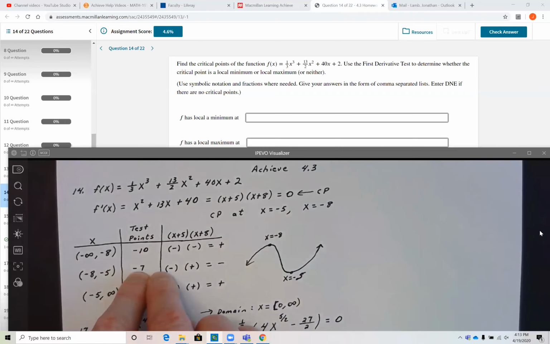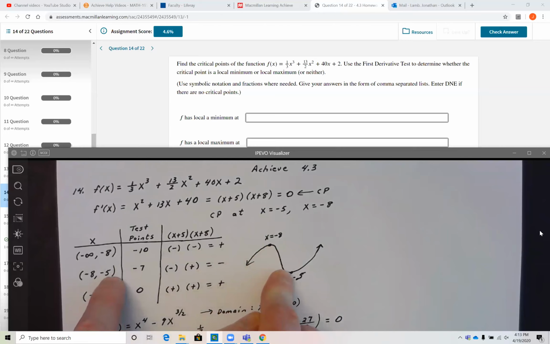Then I said, well, what happens from -8 to -5? I'm testing that region with a -7. I can see the first factor would be negative. The second factor would be positive, but a negative times a positive is a negative. That tells me that my original function is decreasing in between -8 and -5. But now, since -5 is also a critical point, it must flatten off at -5.